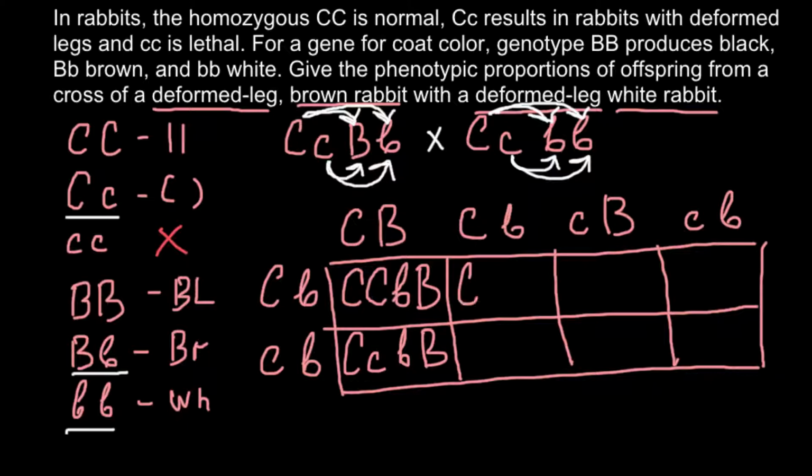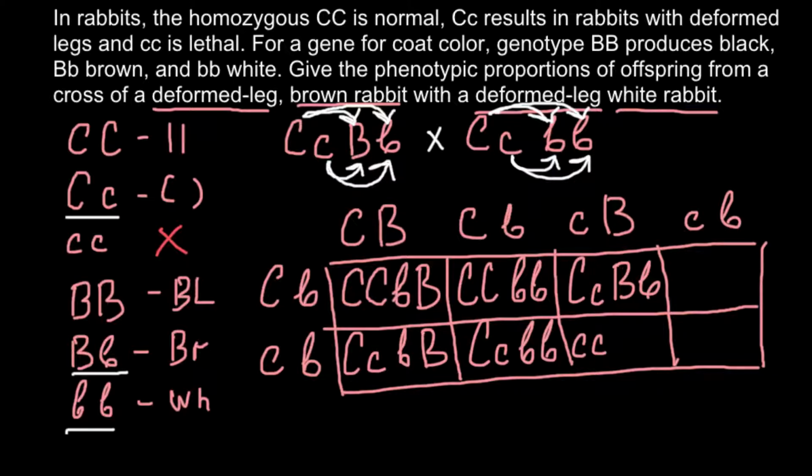Here we would have capital C, small b, and here we would have capital C small c and small b. Here we would have capital C small c and capital B small b, and here we would have small c and capital B small b. And here we would have capital C small b, and here we would have small c, and small b.